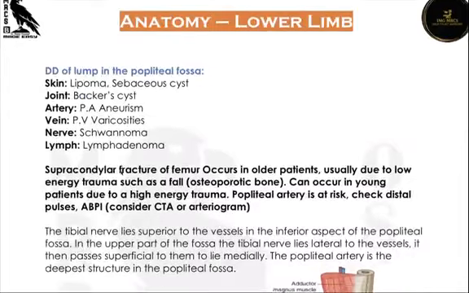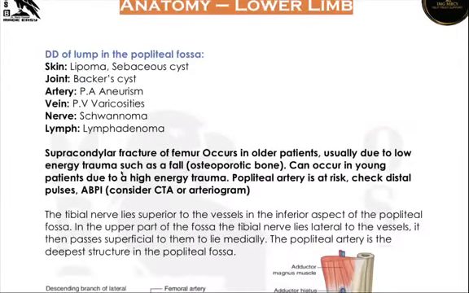Now some differential diagnosis of a lump in the popliteal fossa. In the skin, you can have a lipoma or a sebaceous cyst. In the joint, a Baker cyst. In the artery, a popliteal artery aneurysm. In the vein, varicosities. In the nerve, a schwannoma, and in the lymph nodes, lymphadenopathy. You can say it like this, or you can simply say lipoma, sebaceous cyst, Baker cyst, aneurysm, varicosities, schwannoma. It's all your choice, it's completely fine.